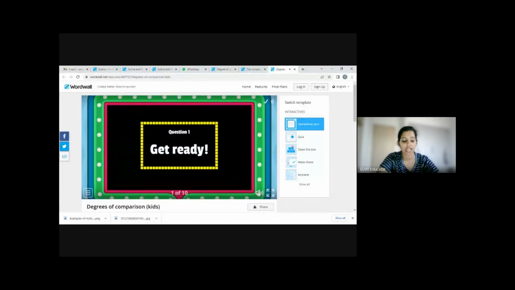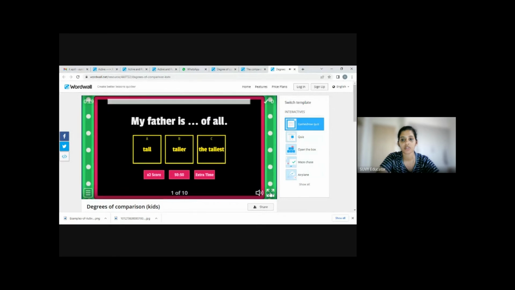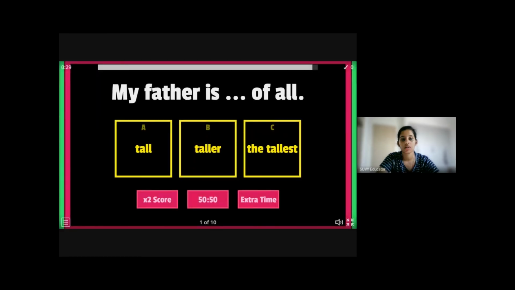I will share with you one more. This is a little different, so I want you to play this. Okay. So this is a quiz and get ready for it. My father is dash of all. So it is now comparing your father to everyone other people around. So when it is comparing, you are telling the superlative degree. So my father is the tallest.